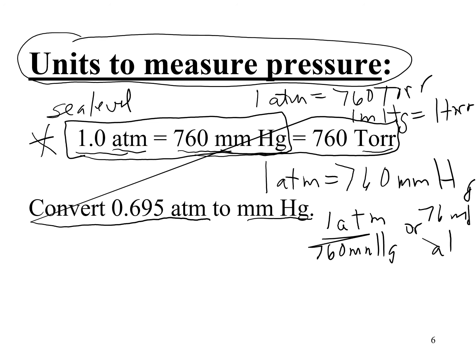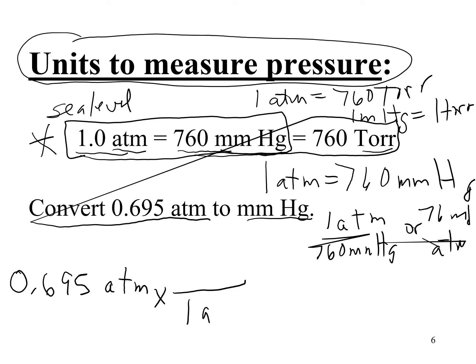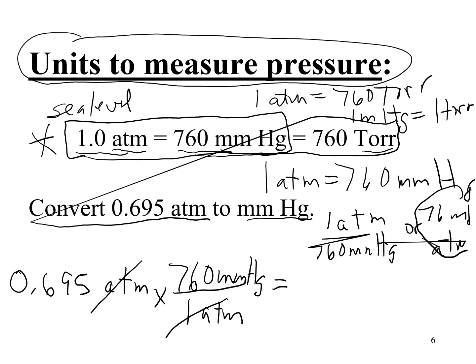So let's go ahead and set up our problem. We always start with what's given. We have 0.695 ATMs, and we're going to pick the conversion factor to cancel our units. So the one on the right, we have 1 ATM at the bottom, which will cancel our units, and 760 millimeters of mercury at the top. So 1 ATM cancels the ATM from the given units, and we'll end up with millimeters of mercury. So then if we multiply 0.695 times 760, we get an answer of 528 millimeters of mercury.